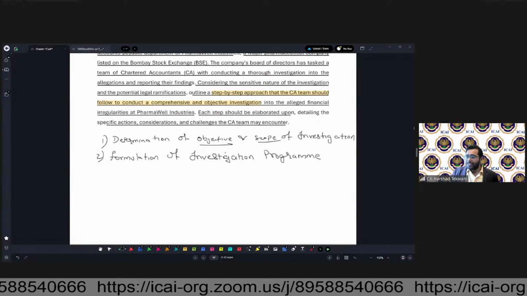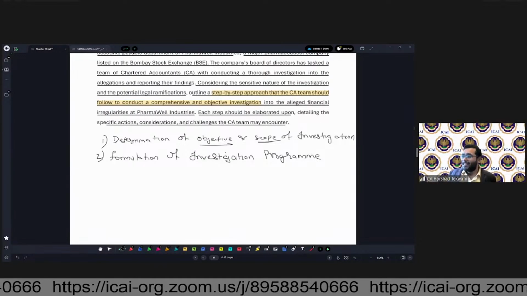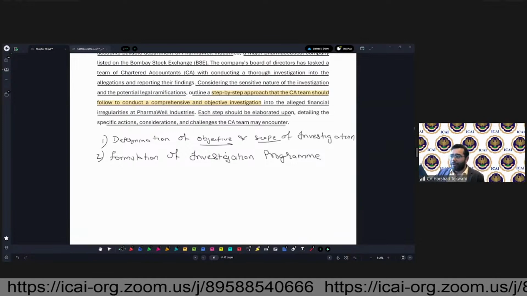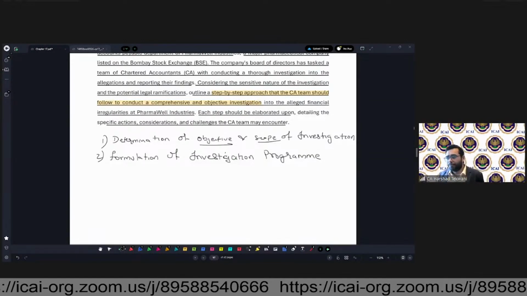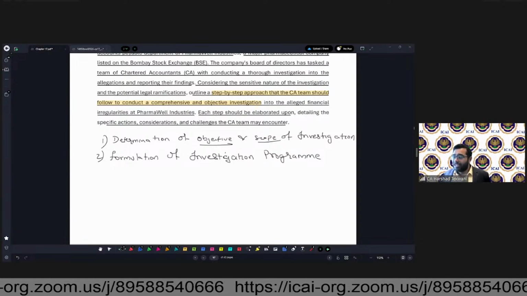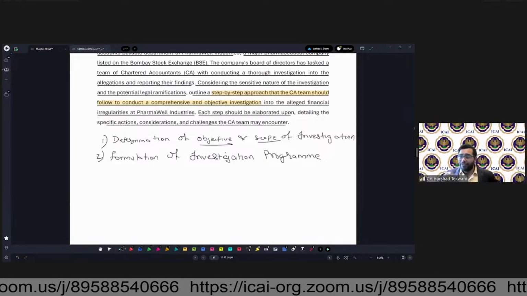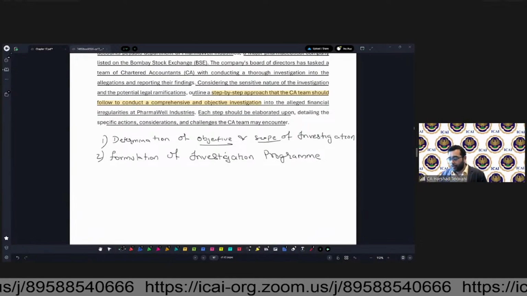Okay, what I will do is I'll prepare a detailed investigation program outlining the specific task to be performed, the timeline for completion, and the resources that will be required to perform that particular investigation. I will identify the key areas of the investigation based on the nature of the allegation or the details that have been provided by the whistleblower.